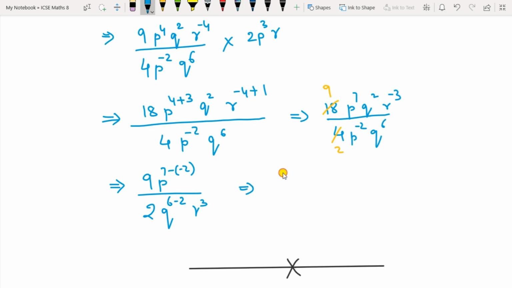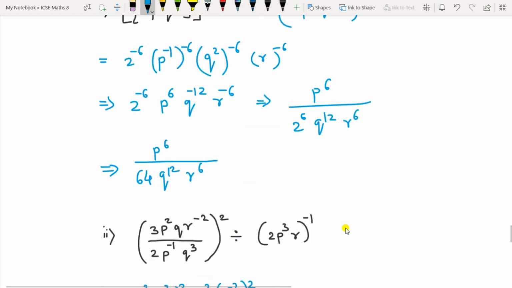So this becomes now 9 p raised to 7 plus 2 is 9 upon 2 raised to 2 q raised to 6 minus 2 is 4 and r cubed. So this is the answer. Okay, so this was all about lesson 2 exponents and powers for ICSE board.